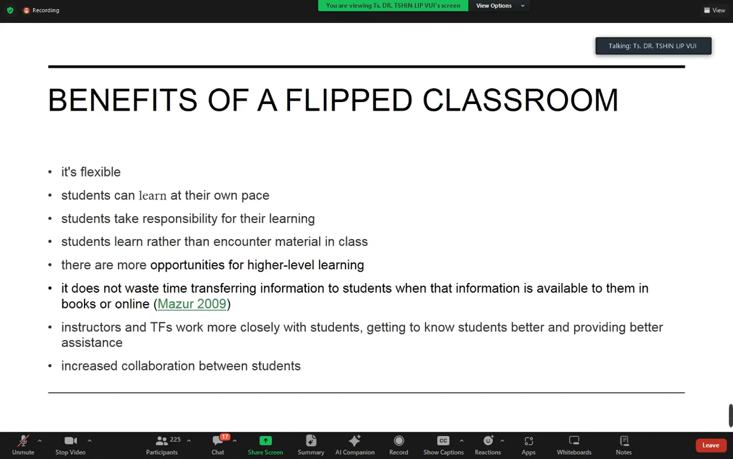So the instructor and the team work more closely with the students, getting to know students better and providing better assistance. Because in the class, the lecturer does not need to spend a lot of time explaining the notes. So the instructor can focus on the students who lack knowledge and do not understand the topic delivered, so that the learning process is more effective and increases the collaboration between the students.